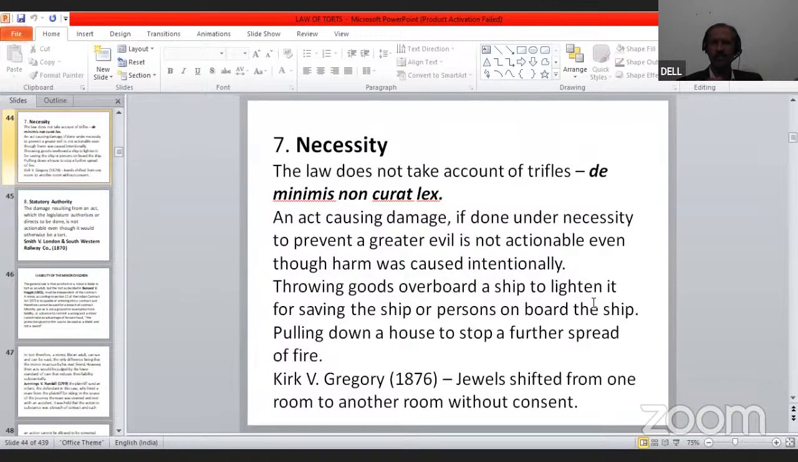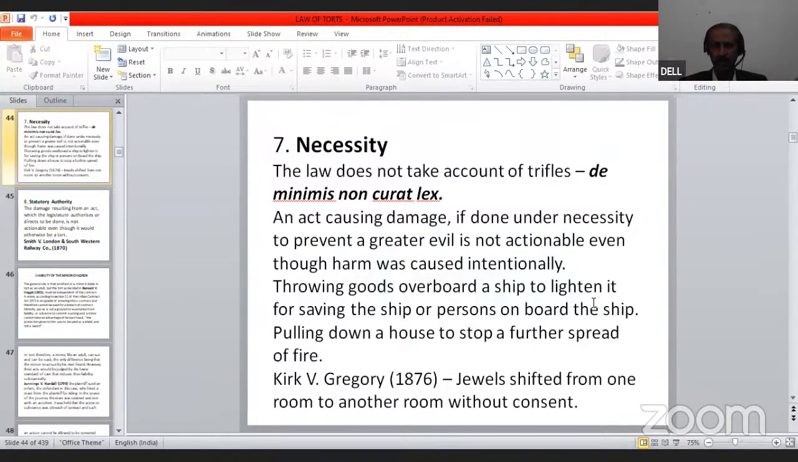Another example: pulling down a house to stop a further spread of fire, to create a gap. Say you are destroying a house which had not caught fire, because you want to create a gap. So you are saving many, many houses. That's why, without the consent of the owner, you can destroy, and the people of that village or place can destroy.